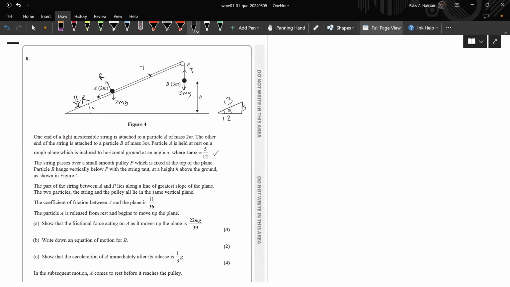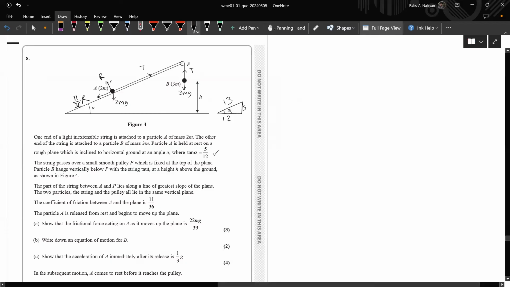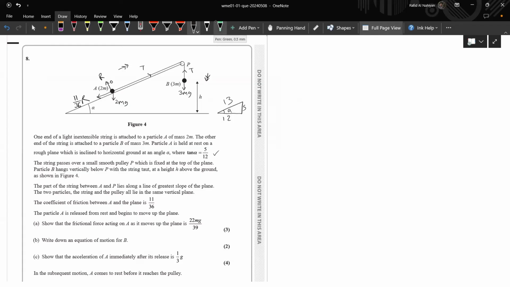We don't have to read the part of the string between A and B, that is just whatever. The coefficient of friction between A and the plane, we already have taken note of that. And particle A is released from rest and begins to move up the plane. So I know the initial velocity is 0, and A starts moving upwards, and B starts moving downwards. I have to show that the frictional force acting on A as it moves up the plane is this. So to find the frictional force, I just need the reaction force.